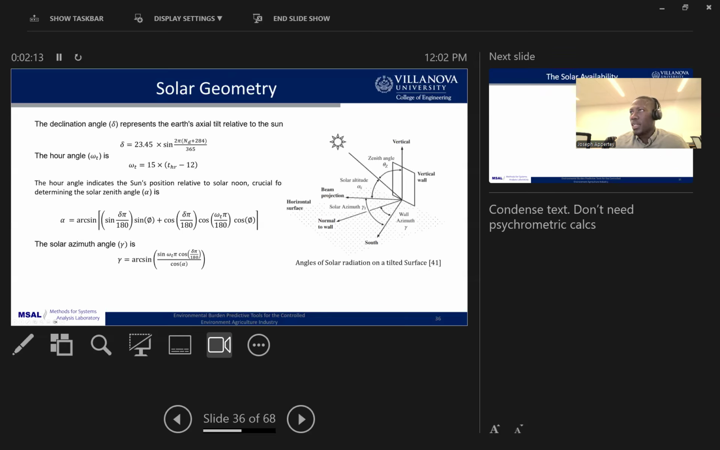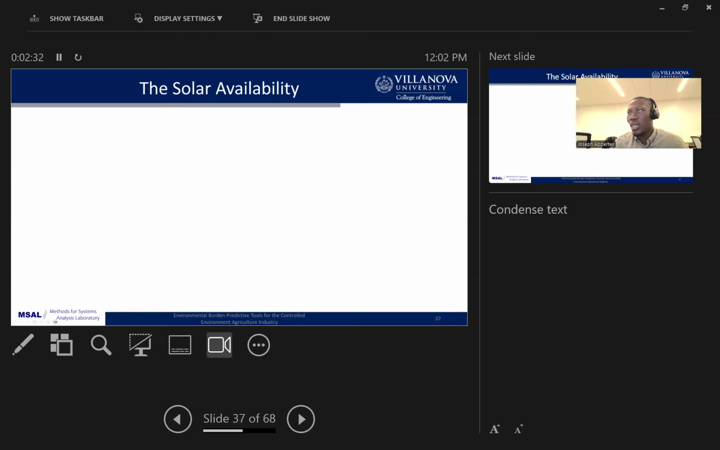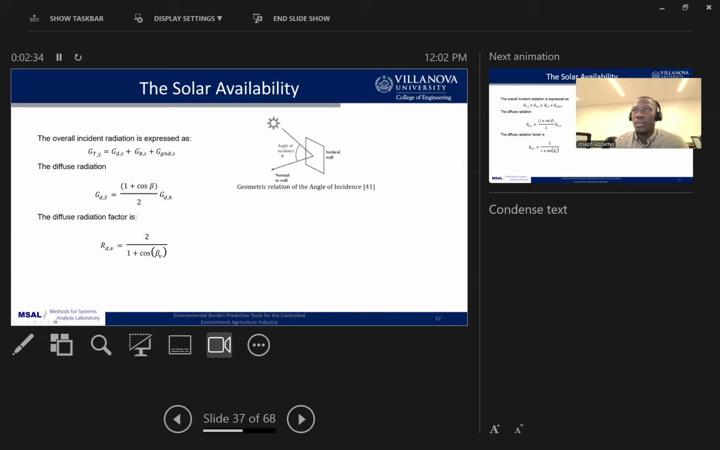The zenith angle is basically the angle between the zenith and the beam, and the vertical walls, and also the angle between the beam projection and the diffuser, which is identified as the solar azimuth angle. Then we have the overall incident radiation, which consists of the diffuse radiation, the direct beam, and then the ground reflected.